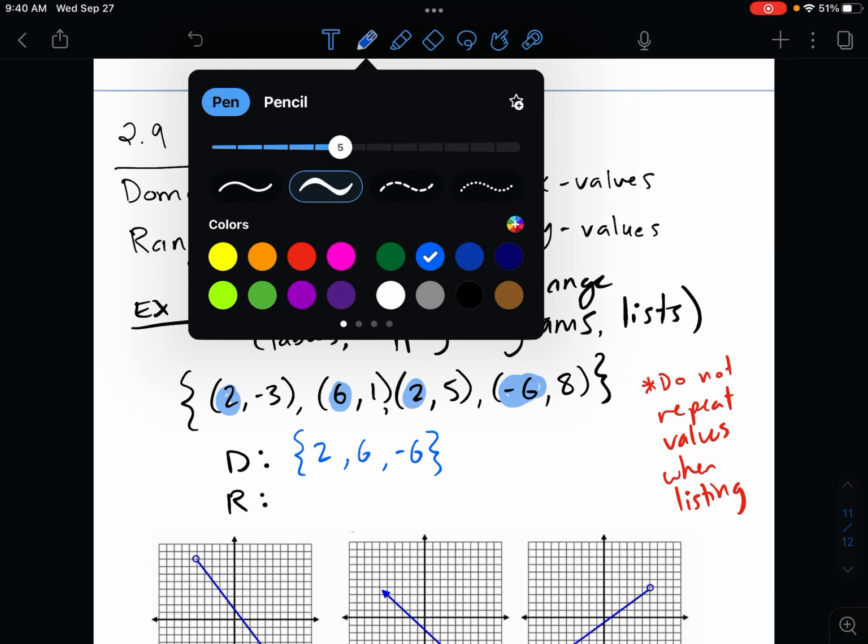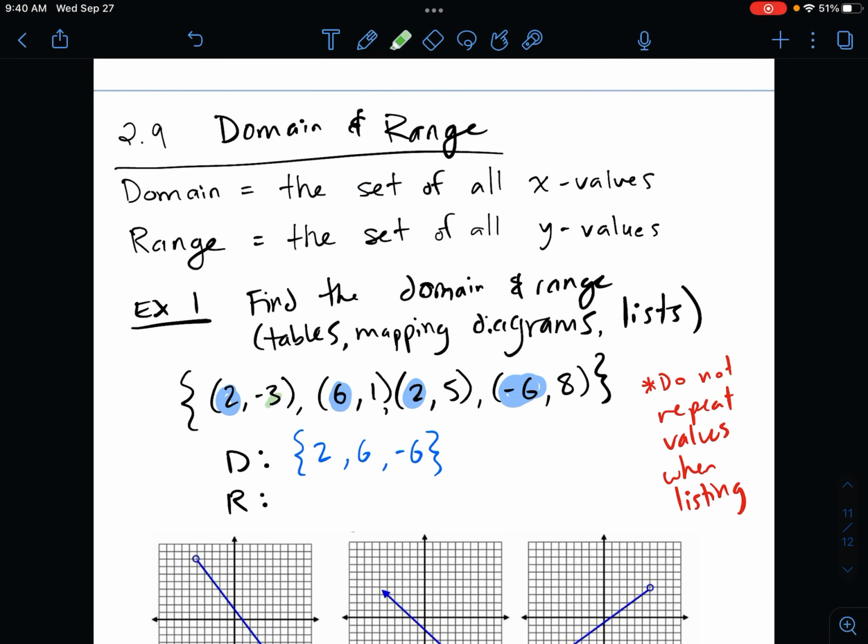And then we can look at the range, and we know the range is the set of all y values. So I can look at -3, 1, 5, and 8. And so I'm going to, again, make a list. I'm going to use the braces. We've got -3, we've got 1, we've got 5, and we've got 8. All right. To me, it doesn't matter what order you put these in. Some people like to put it in numerical order from smallest to greatest. Some people have other ways they like to do this, but for me, it doesn't exactly matter.